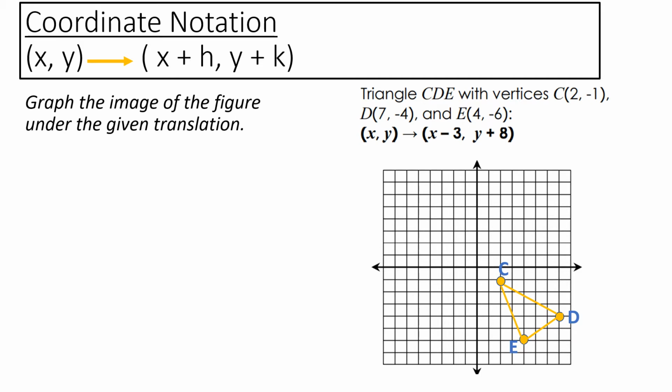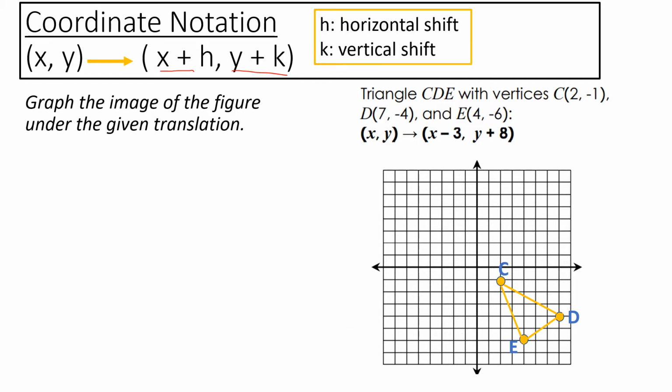All right, so now let's look at this problem here. For the coordinate notation, we have the ordered pairs, and when we translate, the ordered pairs are x plus h and y plus k. h denotes our horizontal shift, or left to right shift, and k denotes our vertical shift, or our shift that is up and down. So x would be the x value of our ordered pair, and y would be the y value of our ordered pair.